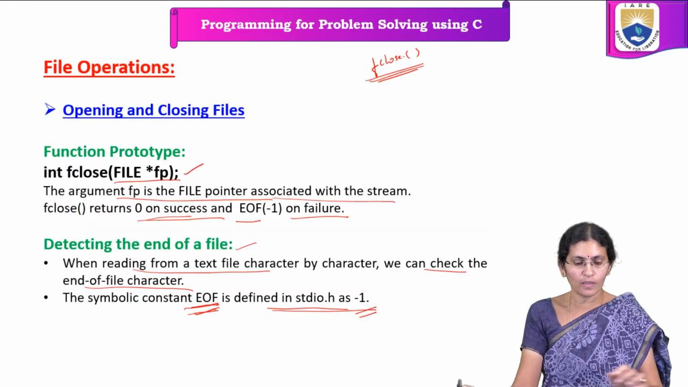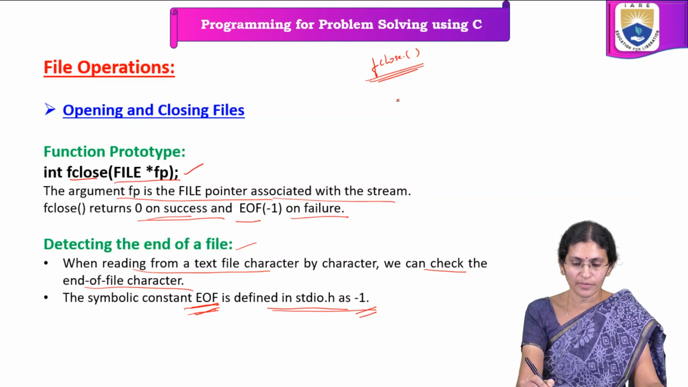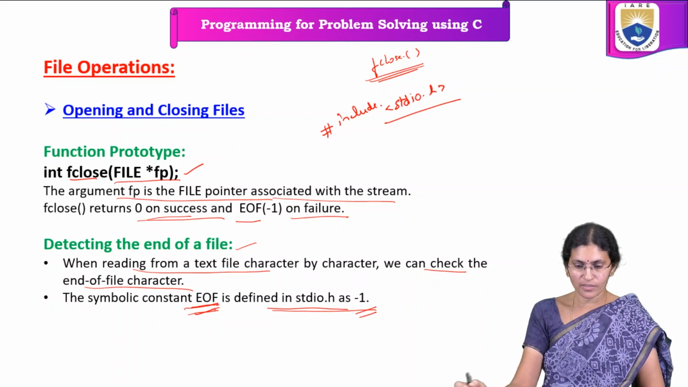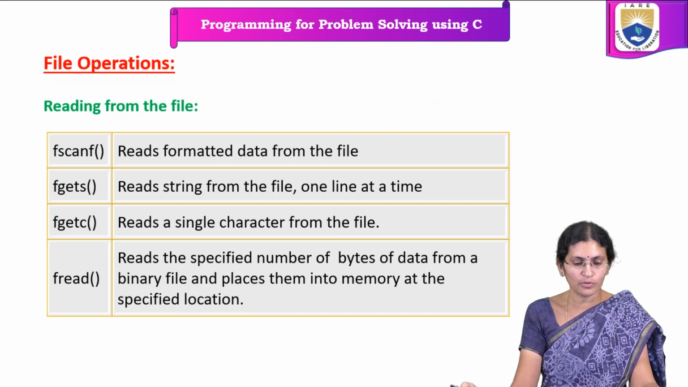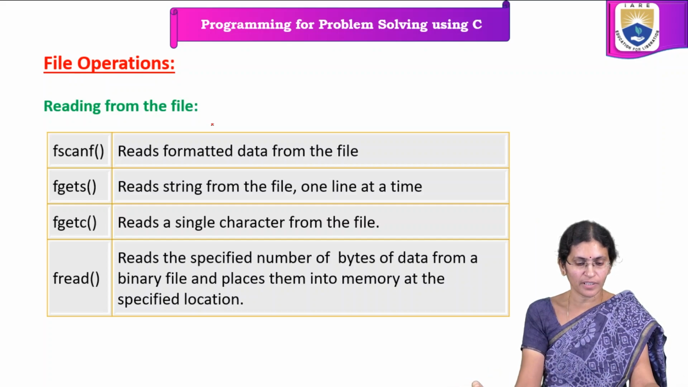Next, all these file related operations like fopen and fclose are defined in the header file stdio.h. This header file must be included in the program whenever we are performing file related operations. Now we'll discuss file input output operations. Input operations and output operations we can do by means of functions which are defined in the stdio.h header file.